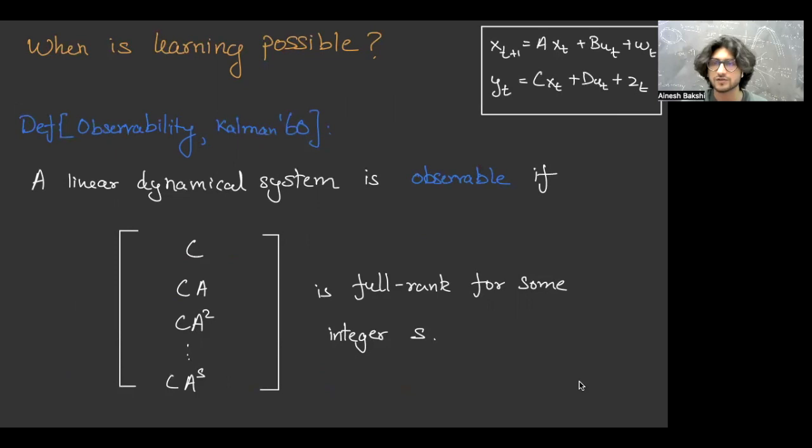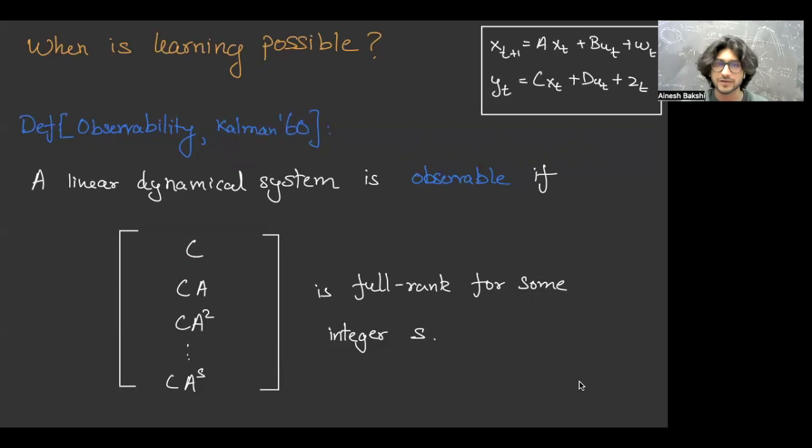This characterization of learnability was already formalized in the pioneering work of Rudolf Kalman in the 60s, and he gave these two definitions of observability and controllability that ensure that the matrices A and C and A and B interact non-trivially. Let's begin by defining observability.